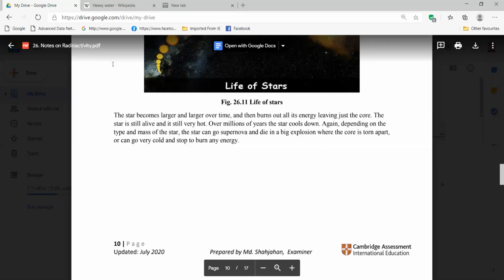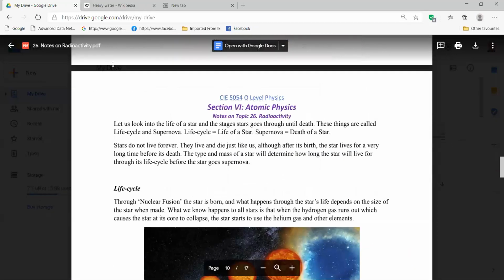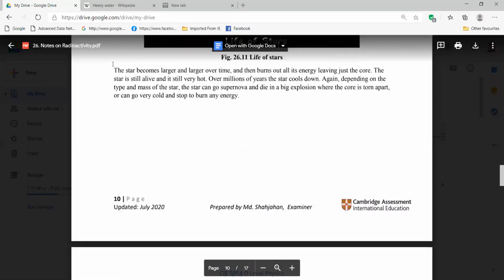Okay. So here we got supernova, right? Yes, supernova, sir, is the death of a star, as you got here at the beginning. So by going supernova, the star is dying with a big explosion, and there the core of the star is torn apart, or it can go very cold and stop burning any energy. And after supernova, we are not getting any more energy.